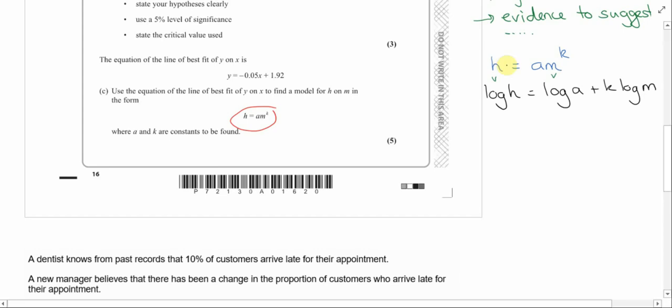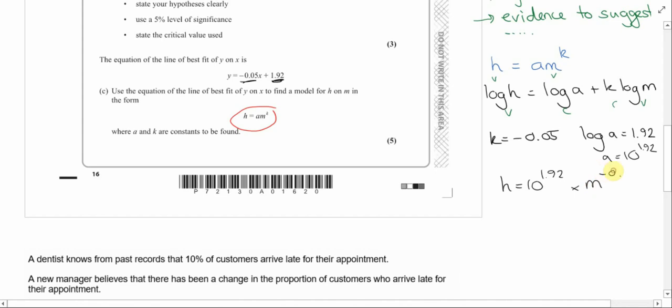So when you look at this, you have a variable h, you have a variable m, and the others are your constant terms, and this is taking the form of y equals mx plus c. So the k is our gradient, and the gradient here is minus 0.05. Our constant term all on its own in linear graphs is our y-intercept, and our y-intercept is here, 1.92. So a is 10 to the 1.92. To finish this off, h equals 10 to the 1.92 times m to the minus 0.05.